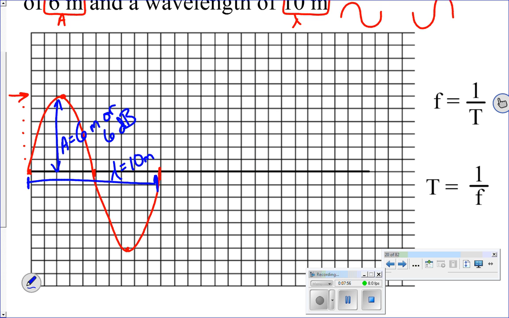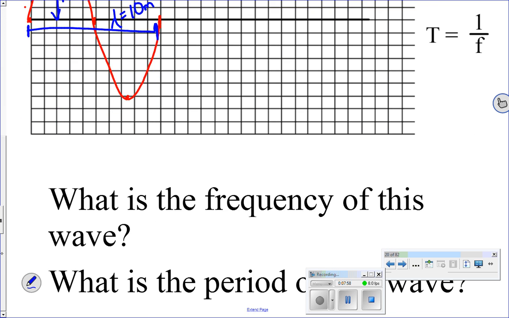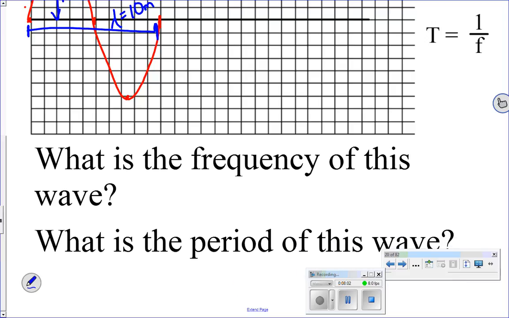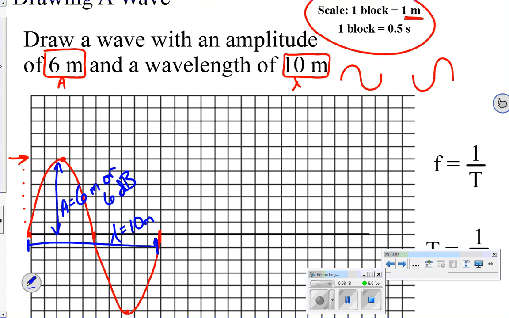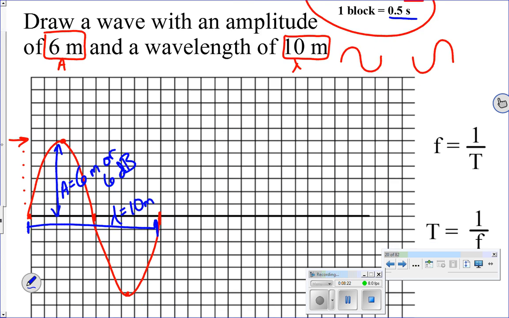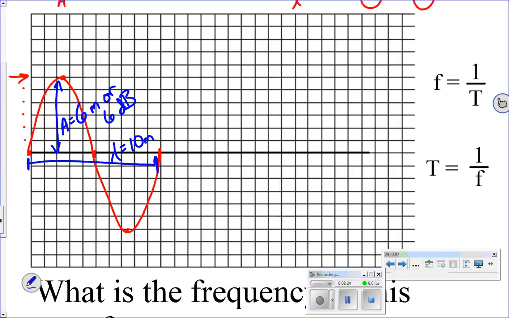You also need to be able to determine frequency and period for a wave. From this particular drawing, it is much easier to do period first. Remember, period, or T, is period, and that is in seconds. So we can actually look at this picture, go back to our key up here, and each block is 0.5 seconds, which means, I'm going to move everything in blue out of the way for a moment.